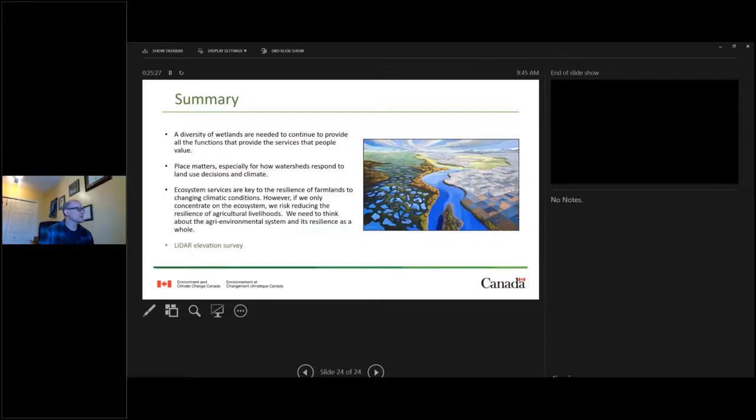So last slide, a bit of a summary, just a few take-home messages. Just that message that a diversity of wetlands is needed to continue to provide all those functions that provide the services that people value. And this is really important, is that place matters in terms of how watersheds respond to land use decisions and climate, and maybe ubiquitous policies aren't the best. Maybe we shouldn't design ubiquitous policies because they may not be the best way to use the information that we're generating. I shouldn't go too far down that road. They pay me to be a researcher, I should say that.